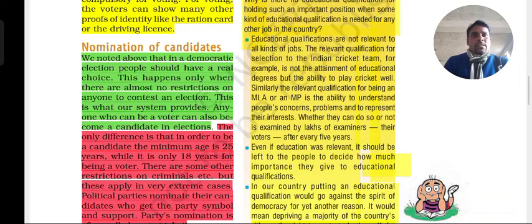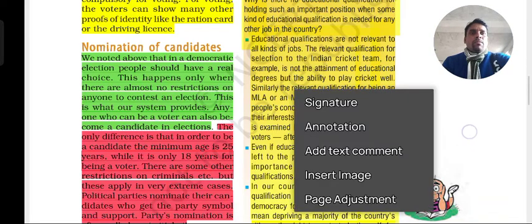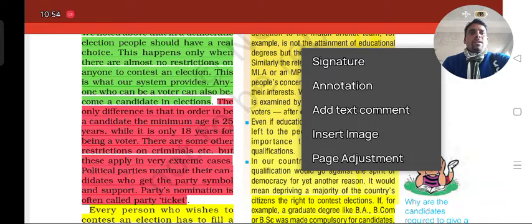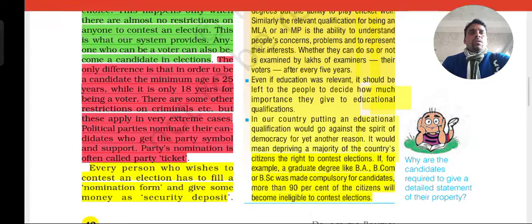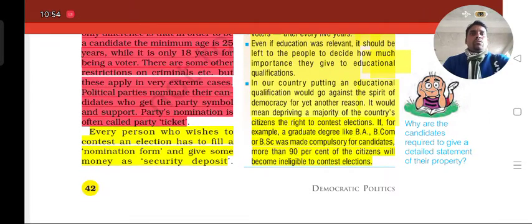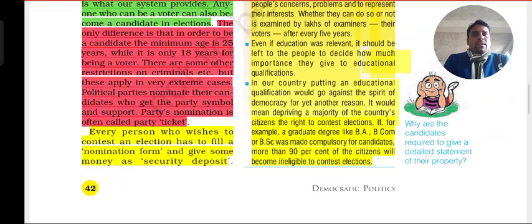The political parties nominate their candidates, who get the party symbol and support. So here what generally happens is, if any person is going to stand, the party members have to choose him, and they should support him. The party symbol, or the party, should support the person. In this way the candidate can be nominated. And the party's nomination is often called the party ticket.